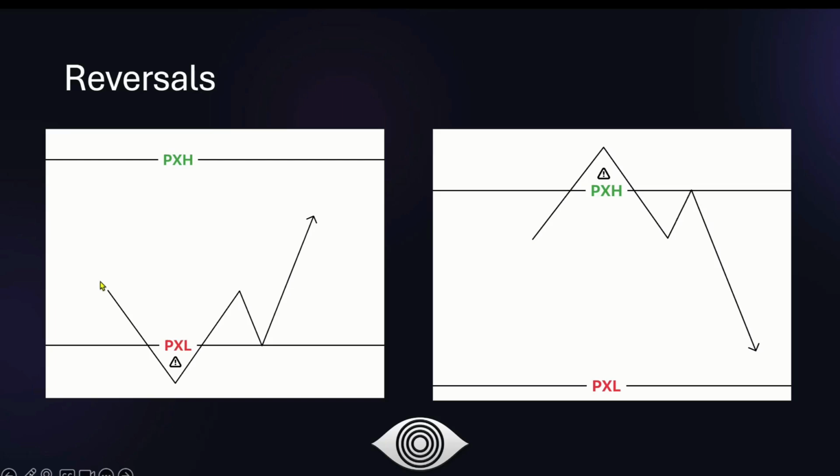We see price trade below PXL, and the moment that price trades below PXL, a warning sign goes off in our minds. This warning sign is important because it is telling us, okay, be aware now. Price is at a crucial point. Let's see what will happen. It will either reverse after purging this sell side liquidity, or sweeping it, I should say.